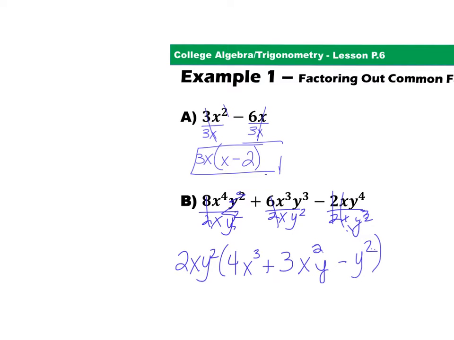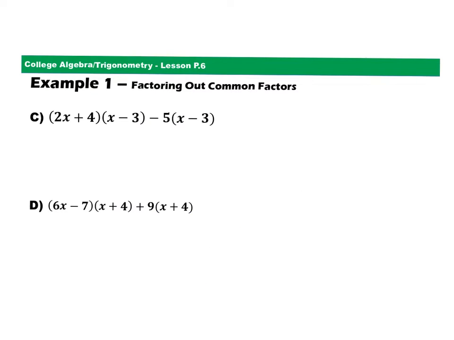Take your time. Look at each letter individually, each number individually. I want a positive to be okay. Right away, what jumps out? What do they have in common? They both have an x minus 3. So I'm going to divide x minus 3 out of here and out of here. So I write x minus 3 one time out in front. That's gone.